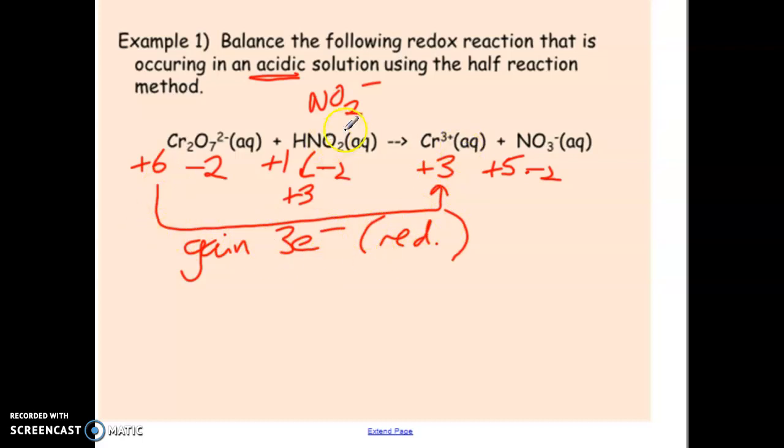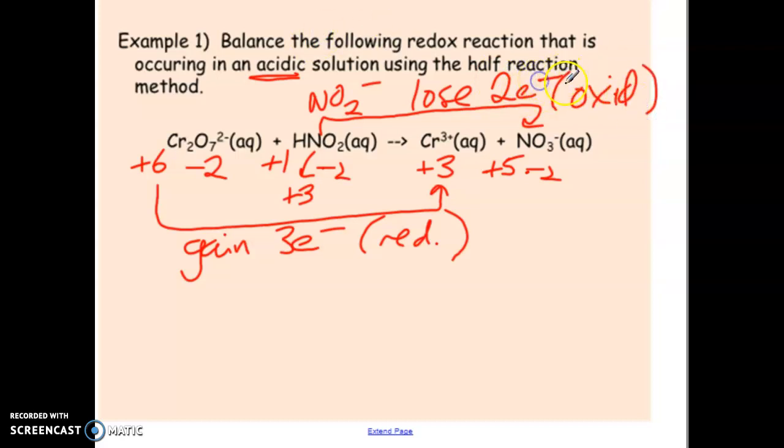Hydrogen's not changing, nitrogen is changing. So nitrogen is going from +3 to +5, which means each nitrogen is losing 2 electrons. And that is our oxidation half reaction. Okay, so we're going to look at each reaction itself, like balancing them separately.